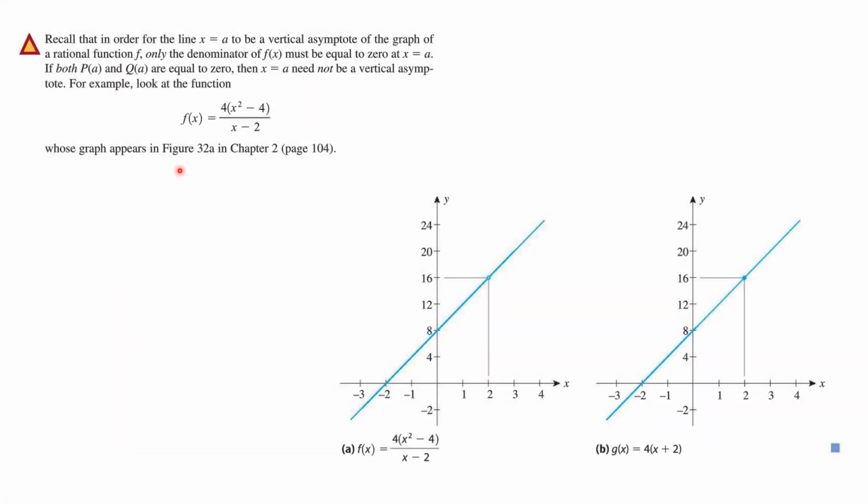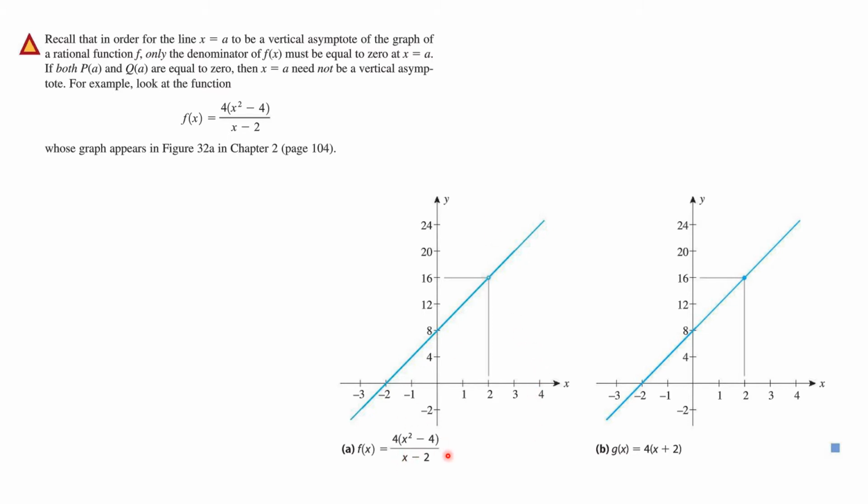Now it is important that you recall that in order for the line x equals a to be a vertical asymptote, only the denominator can be 0. If the numerator and denominator are both 0, then it need not be a vertical asymptote. For example, and we've talked about this function before, y is equal to 4 times x squared minus 4 all over x minus 2. If I'm trying to find the limit as we tend to 2, first of all, 2 is not in the domain, so we have to have an open circle there.